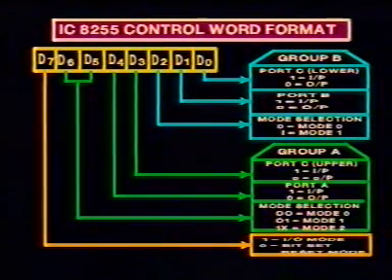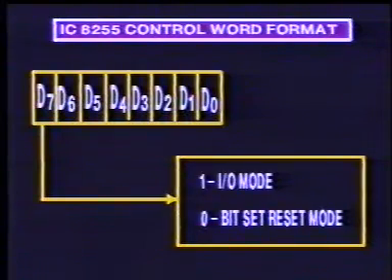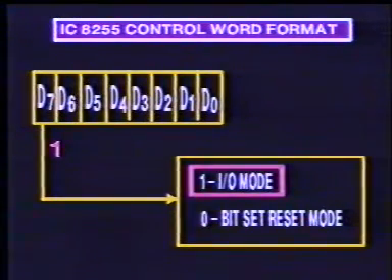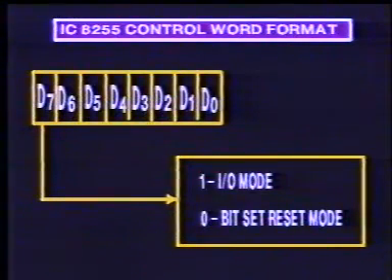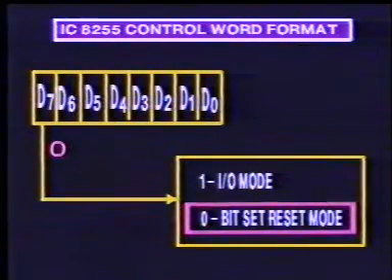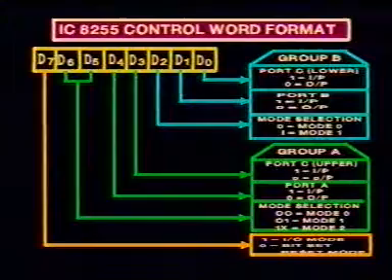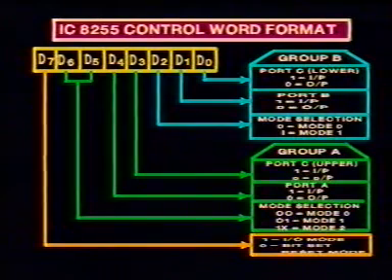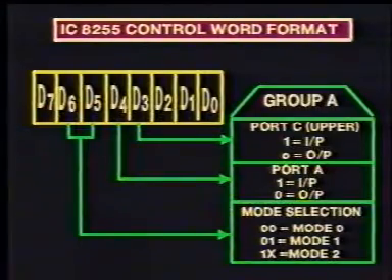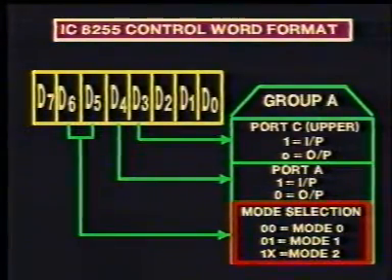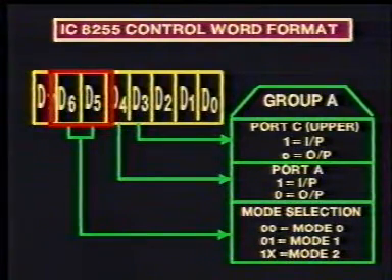The bit D7 chooses between I/O mode or bit set reset mode. When it is 1, I/O mode is selected. When it is 0, bit set reset mode is selected. The bits D6 and D5 determine the I/O mode of group A. Since group A can be operated in mode 0, mode 1 and mode 2, the 2 bits are needed to select the mode of operation.